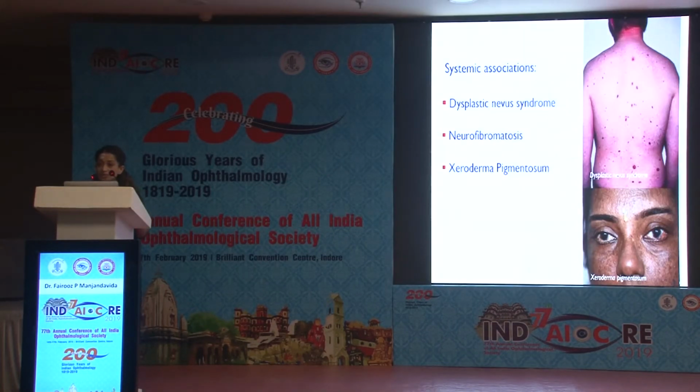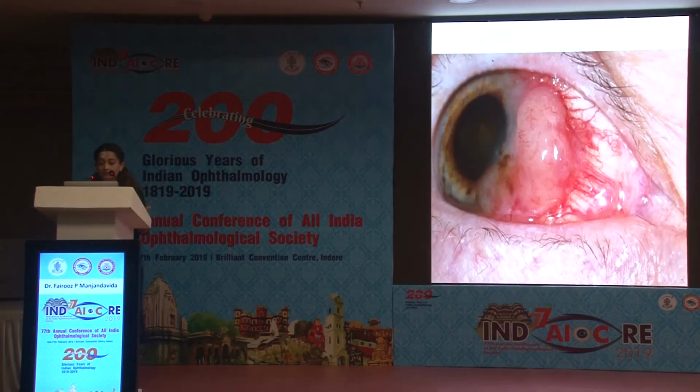There are systemic associations. Whenever you suspect a conjunctival melanoma in a patient, you need to ask the patient whether they have any other pigmented lesions in other parts of the body, in order to rule out dysplastic nevus syndrome. Again, neurofibromatosis can be associated with conjunctival melanoma, and xeroderma pigmentosum.